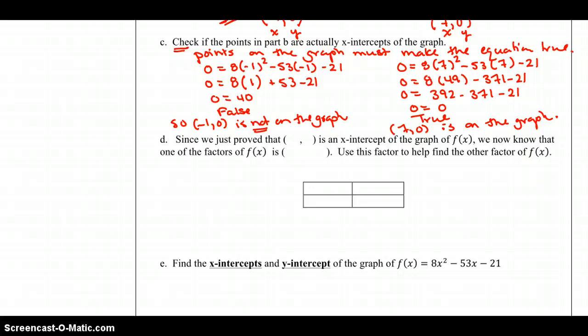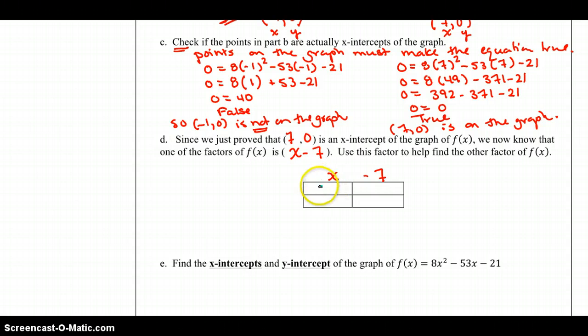Okay. So, since we just proved that the point (7, 0) is an x-intercept, from what we just noticed about the connection between factors and x-intercepts, we know that one of the factors has to be x minus 7, such that when we plug in an x value of 7, 7 take away 7, we're going to get 0, times the other factors will give us an output of 0. So we're going to use this factor to help factor the thing that we started with. Okay, so we know one of the factors is x minus 7.